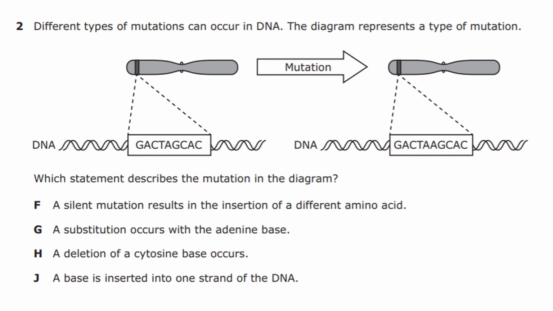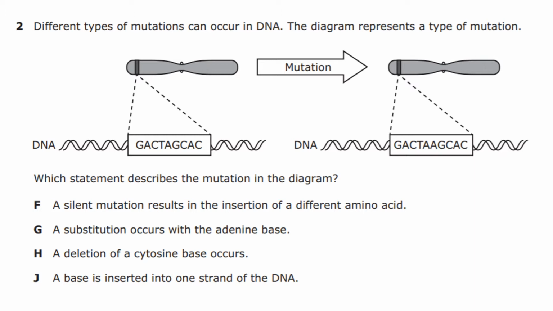This question says different types of mutations can occur in DNA. The diagram represents a type of mutation. So within this test, you're going to be expected to interpret diagrams, drawings, charts, graphs, pictures that may be provided, all kinds of different images.